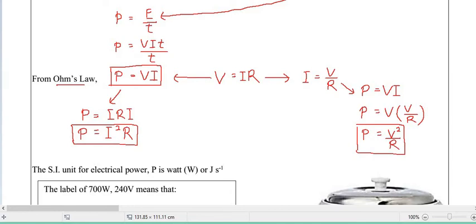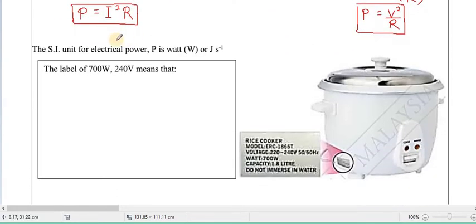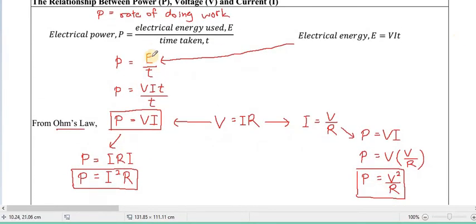Alright. So next, the SI unit for electrical power is the watt. This is the unit for power. Power is energy over time. The unit for energy is joule, the unit for time is second, so joule per second.